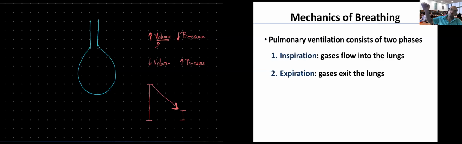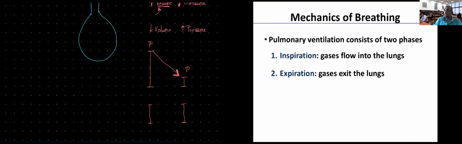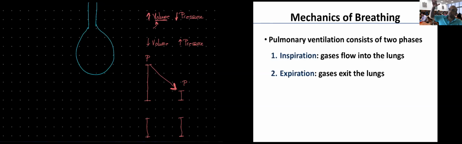If I have high pressure of air, air will flow from high pressure to low pressure. So anything is going to travel from high pressure to low pressure until when? Until I equalize the pressure on both sides. So air here flows from high pressure to low pressure until I equalize the pressure on both sides.